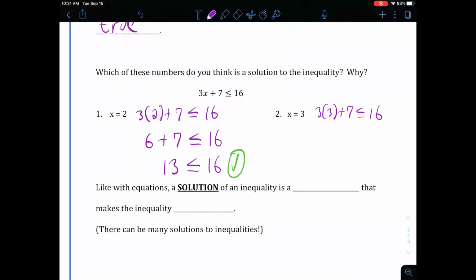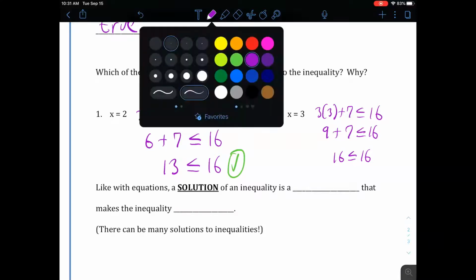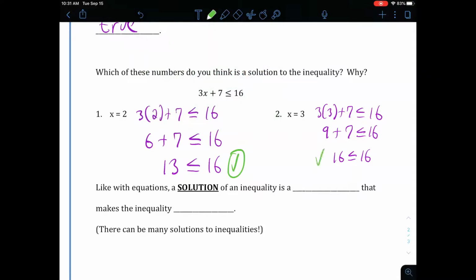This one over here, what's 3 times 3? That's going to be 9. And what's 9 plus 7 going to be? That's going to be 16. Now, same thing over here. Is 16 less than 16? It's not less than 16, but is 16 equal to 16? It is. This one's also going to be a true result over here.